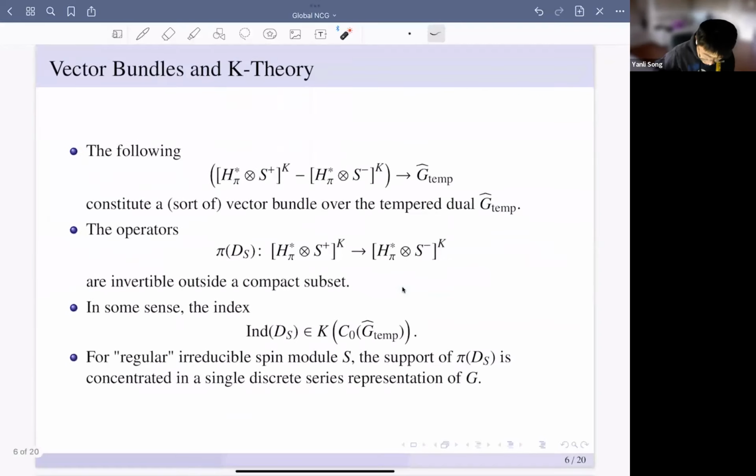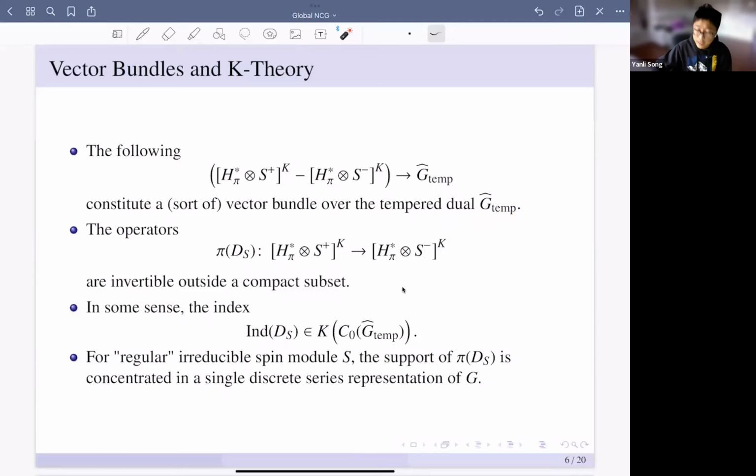From this viewpoint, it provides a different way to understand the index, as I mentioned in the last slides. This is a finite dimensional space, and for every pi, you can associate a difference of two finite dimensional spaces. So in some sense, you can view this as a sort of vector bundle over the tempered dual, because for every tempered representation, you associate a difference of two vector spaces.